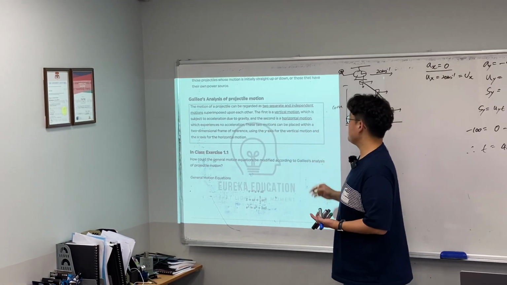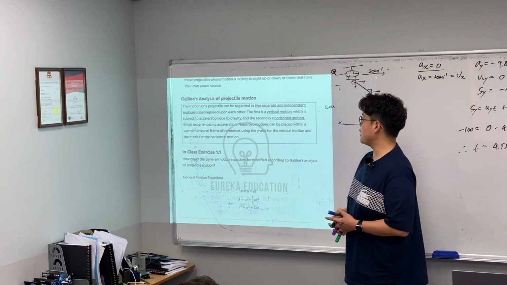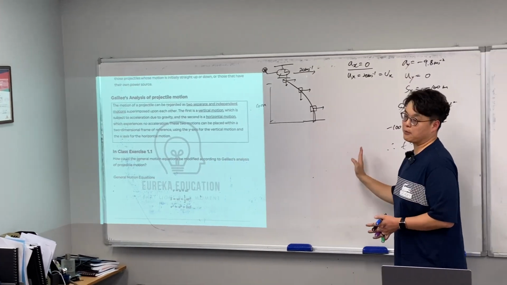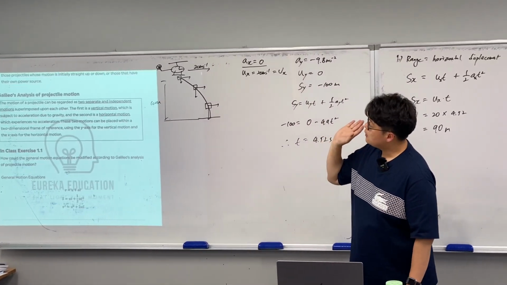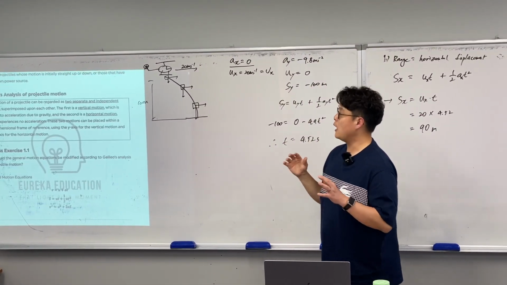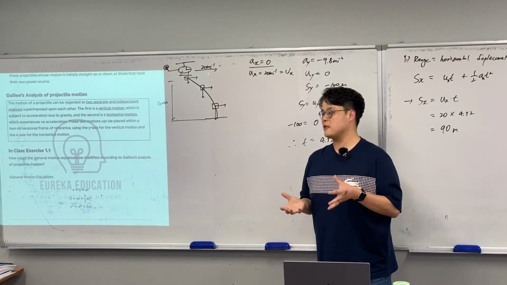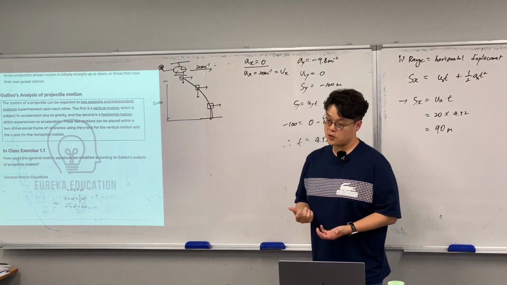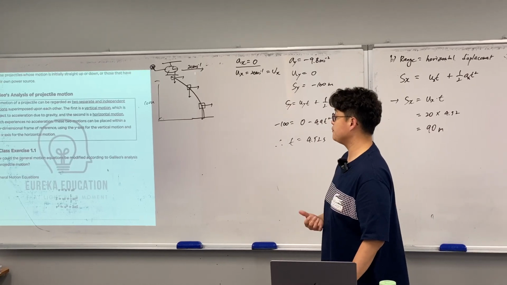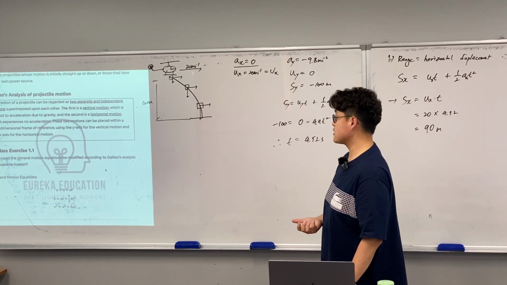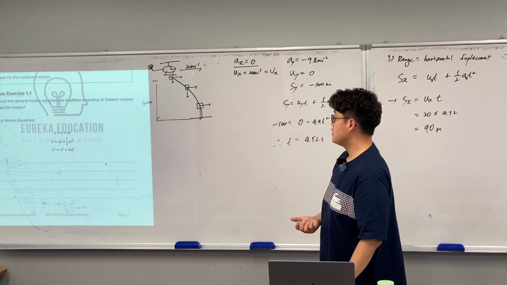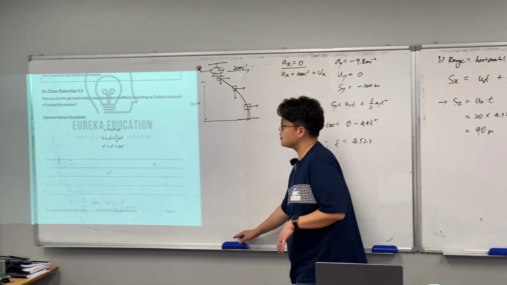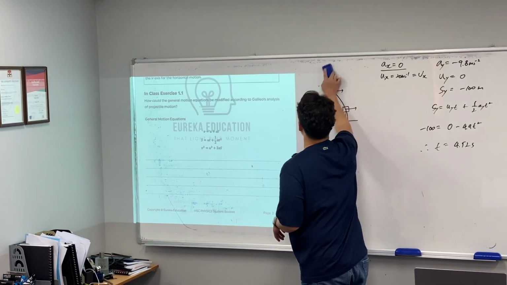These two motions can be placed within a two-dimensional frame of reference using the y-axis for vertical motion and the x-axis for horizontal motion, just like what we have gone through. The important thing is there are two independent but separate motion factors, the vertical and horizontal velocity factors. So going back to page 2, let's answer this question then. Let's actually do it on purpose.